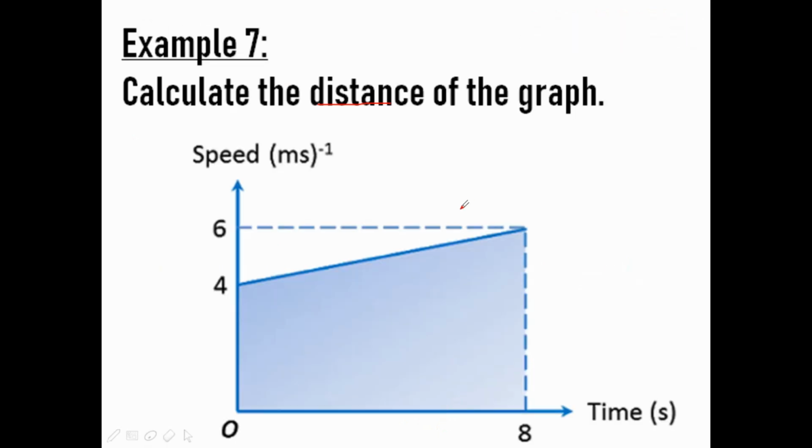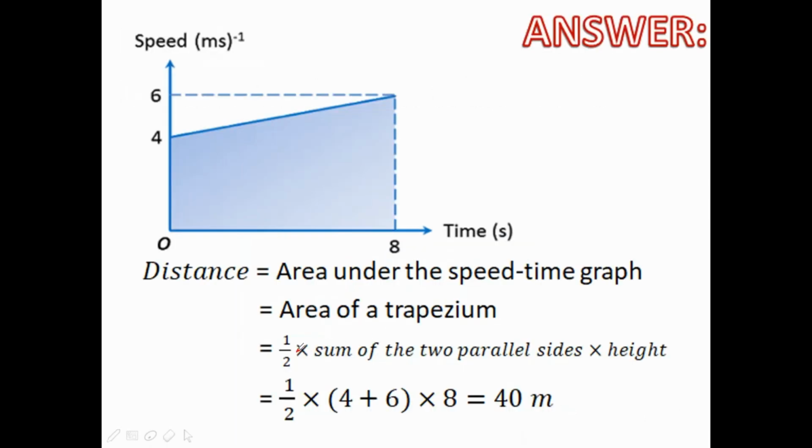Another example, calculate the distance of the graph. For a speed against time graph, if you want to find the distance, then we just find the area. And this is a trapezium. So use the formula of a trapezium, which is 1 over 2 times the sum of the two parallel sides times height. These are the parallel sides: this is 6, well, this is 4. And this is the height, h equals 8. Then you just put in the formula here: 1 over 2 times 4 plus 6 times 8. Therefore, the answer is 40 meters.